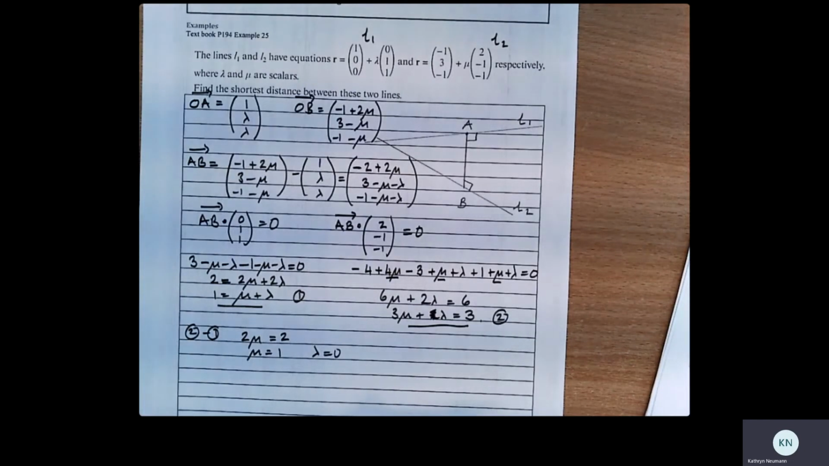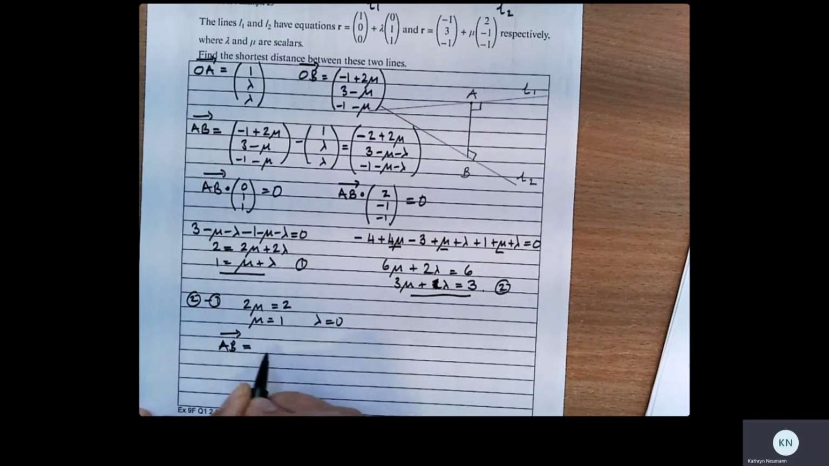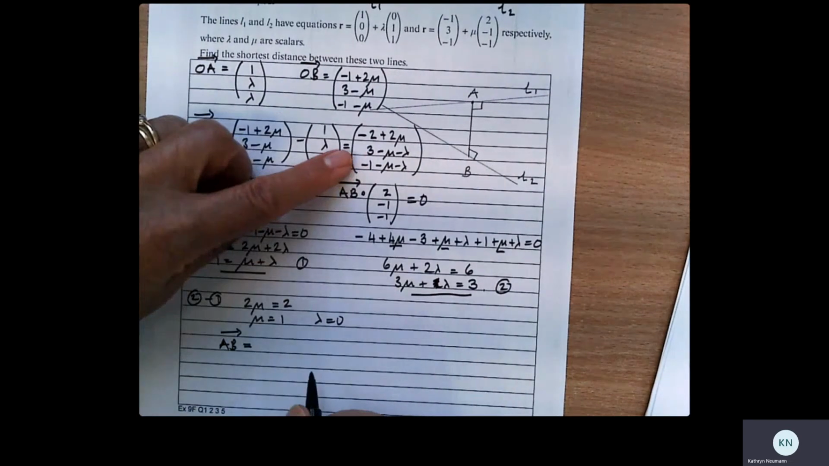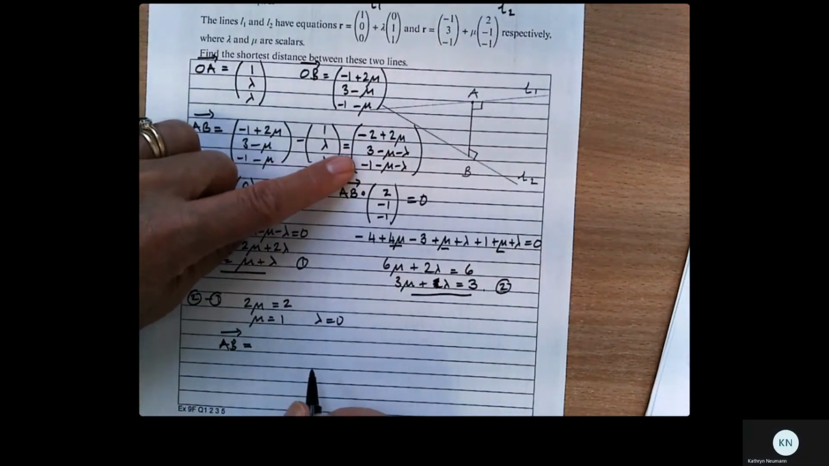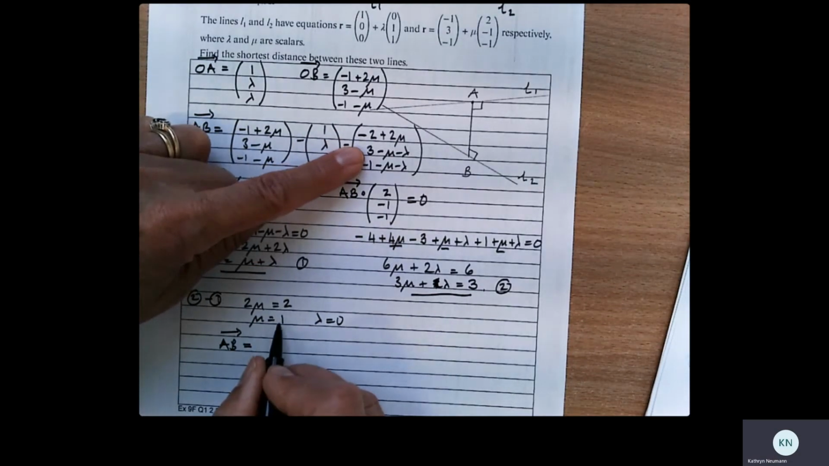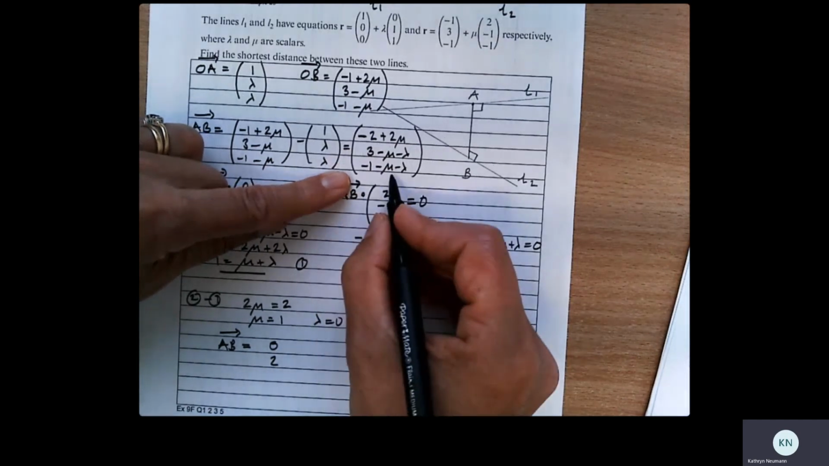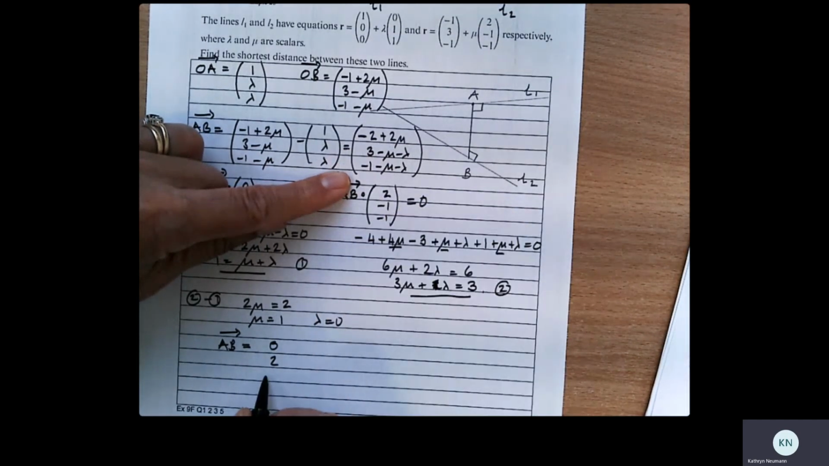Now, what does the question ask for? The shortest distance. So we need to find out what AB is. We're going to use lambda equals 0. That's a nice easy one. So the vector AB is equal to, we're going to substitute back into here. So we're going to get 0 for the top line. If I substitute 1 and now I'm going to get 2 there, -1, minus another 1, minus 0, so that's -2. So that's my vector.